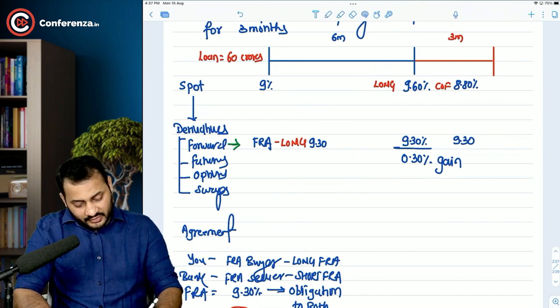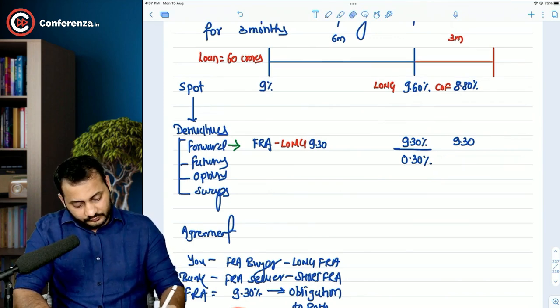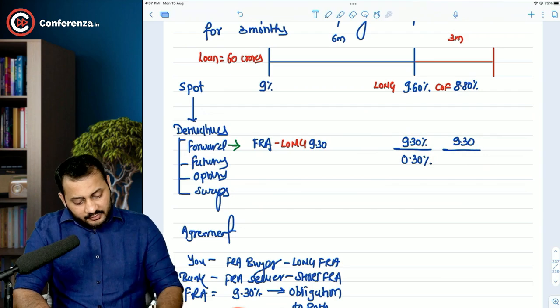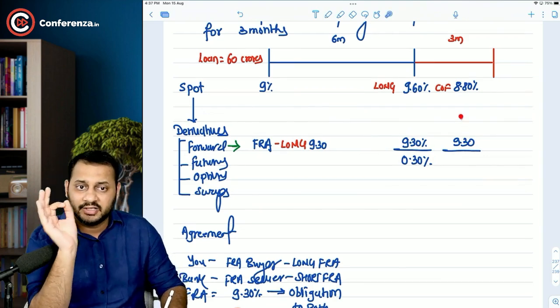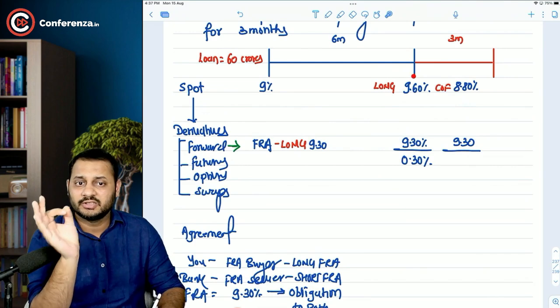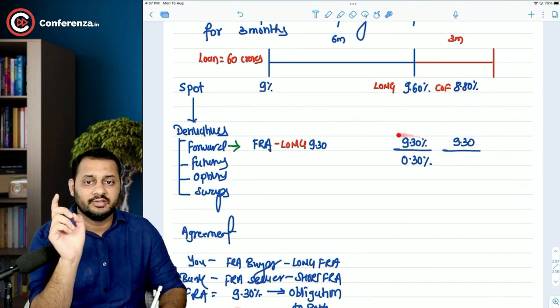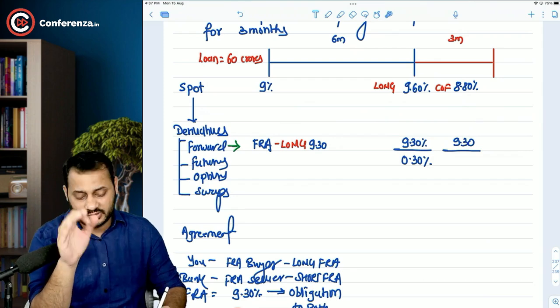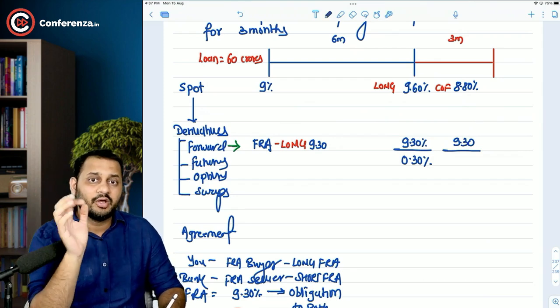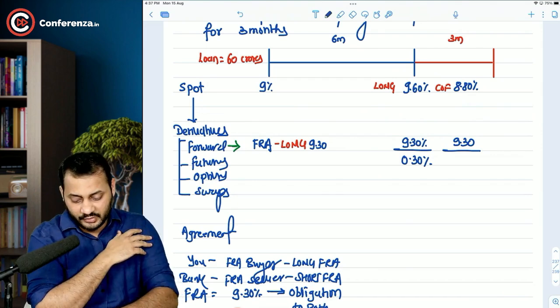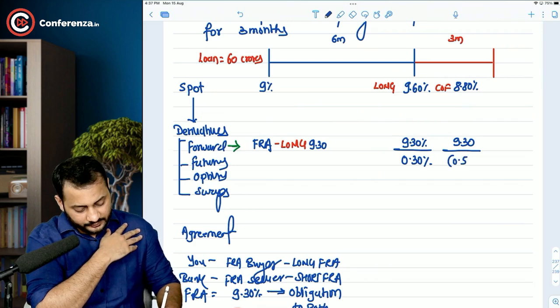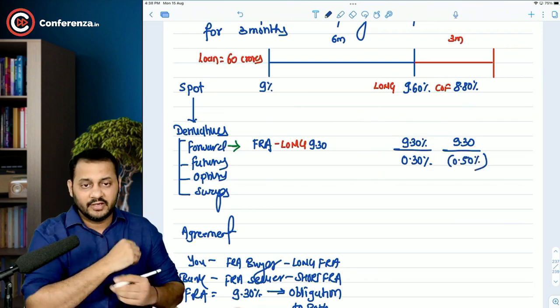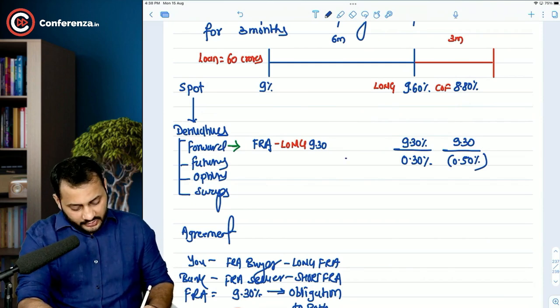Why? I will tell you once again. When the entire market, or the public in the market, is taking a loan at 8.80% spot rate, you have to take it at 9.30%. This is an obligation. So in this situation, you are paying more interest. 9.30 minus 8.80, that's 0.50 loss. This is a loss of 0.50%, and this is how you calculate the gain or loss.